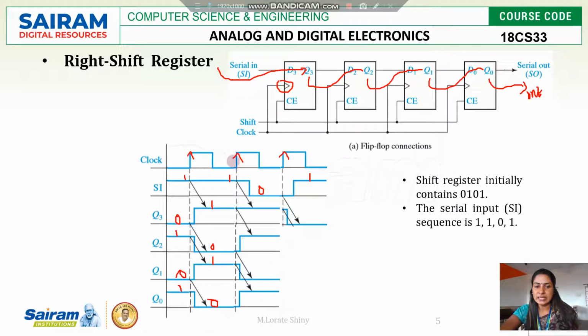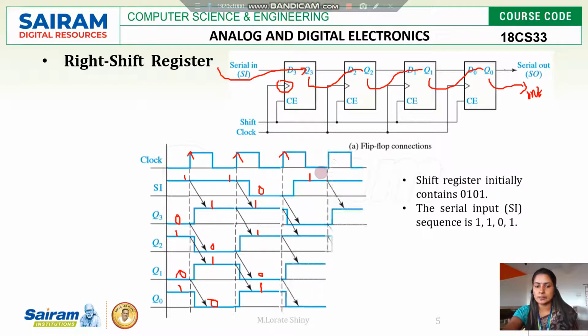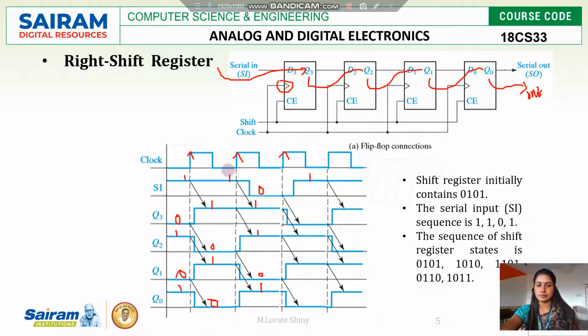In the second cycle, serial input is 1, so that will be given to Q3. Previous state of Q3 is 1, so current state of Q2 is 1. Previous state of Q2 was 0, so current state of Q1 is 0. Previous state of Q1 was 1, so the current state of Q0 will be 1. Like that you can check the third and fourth clock pulse. Here the serial data is serially shifting to the next flip-flops.